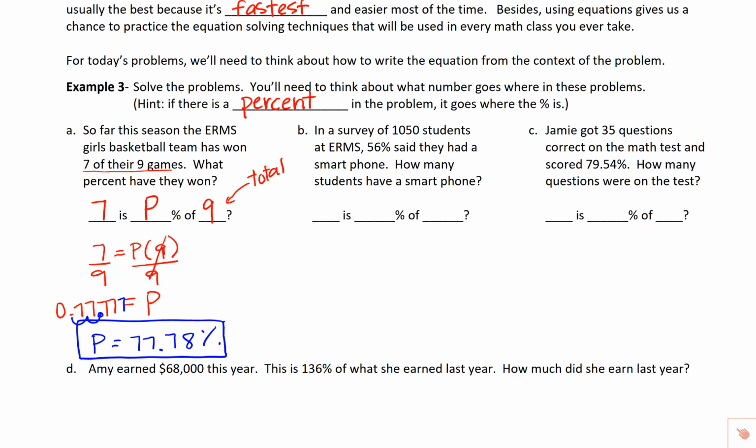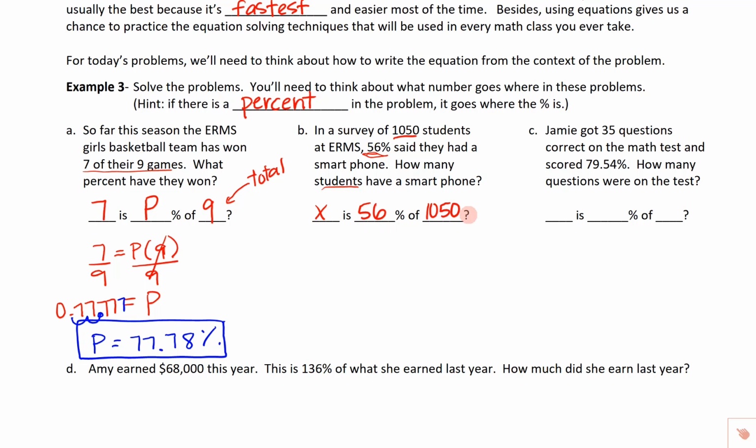Let's look at the next one. In a survey of 1,050 students at ERMS, 56% said they had a smartphone. How many students have a smartphone? So right away, I know that 56% goes in the 56% spot. Now I have the number 1,050, and then I have a missing number. Like with the last example, the total is going to go in this "of" space. So there are 1,050 students, and we're trying to figure out what number is 56% of 1,050.